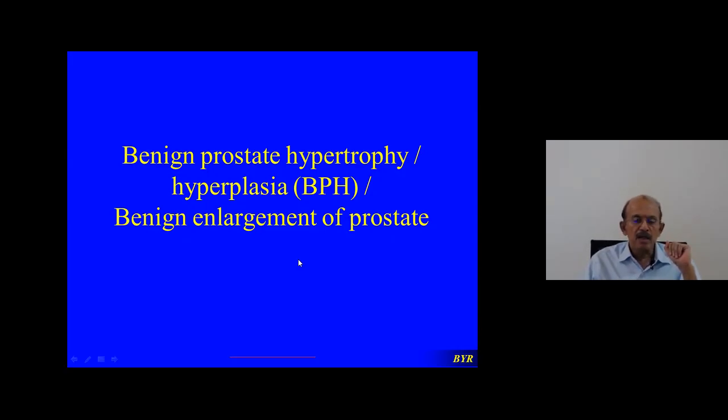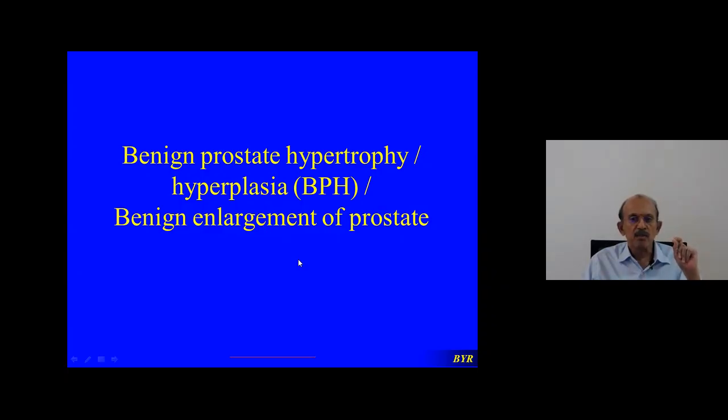Prostatic utricle is a vestigial remnant of the Mullerian ducts. You see, Mullerian ducts develop in the females into the female genital tract, into the uterus, fallopian tubes, and upper part of the vagina. That atrophies in the male counterpart. So the terminal part of the Mullerian duct persists in the prostate as prostatic utricle.